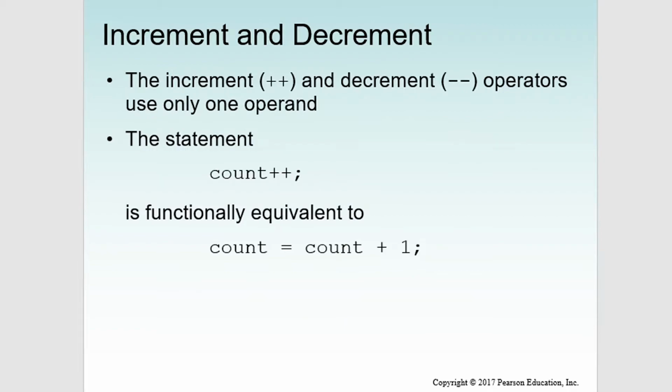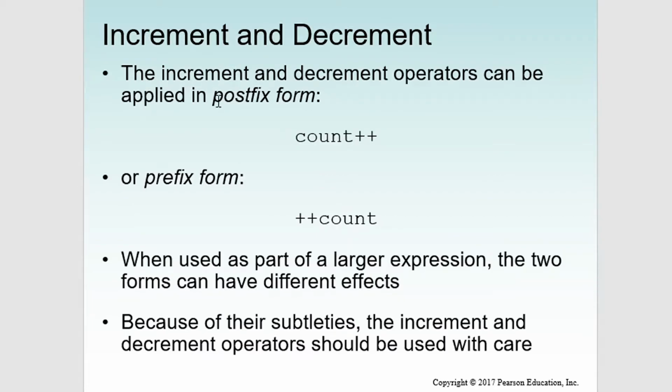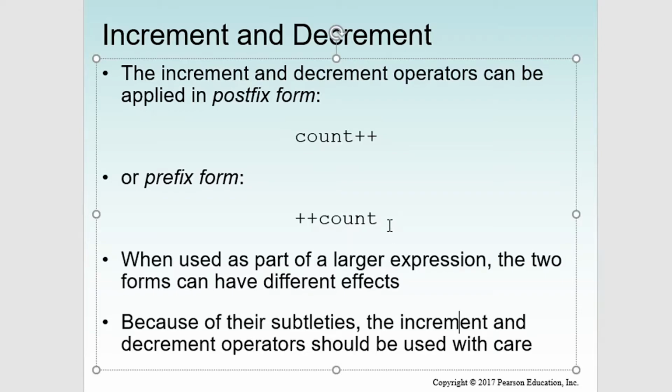Increment and decrement. The increment and the decrement operators use only one operand. The statement count plus plus is functionally equivalent to count is equal to count plus 1. So what this does is basically add a 1 to count. If you use the decrement, you're going to subtract a 1 from count. The increment and decrement operators can be applied in postfix form or prefix form. When used as part of a larger expression, the two forms have different effects. Because of their subtleties, the increment and the decrement operators should be used with care. I do like to ask this on the exams because I want students to understand the difference between the post-increment and decrement and the pre-increment and decrement. I'll give an example of this in a little bit.